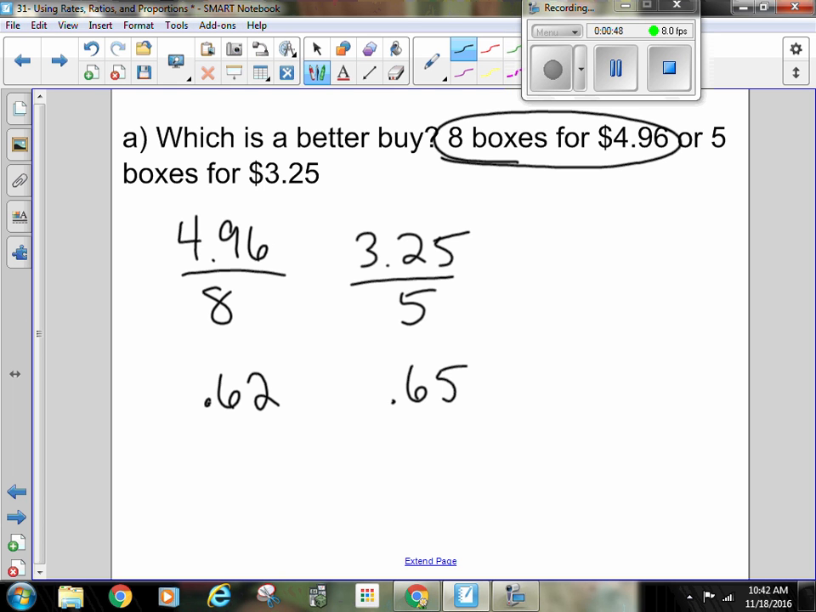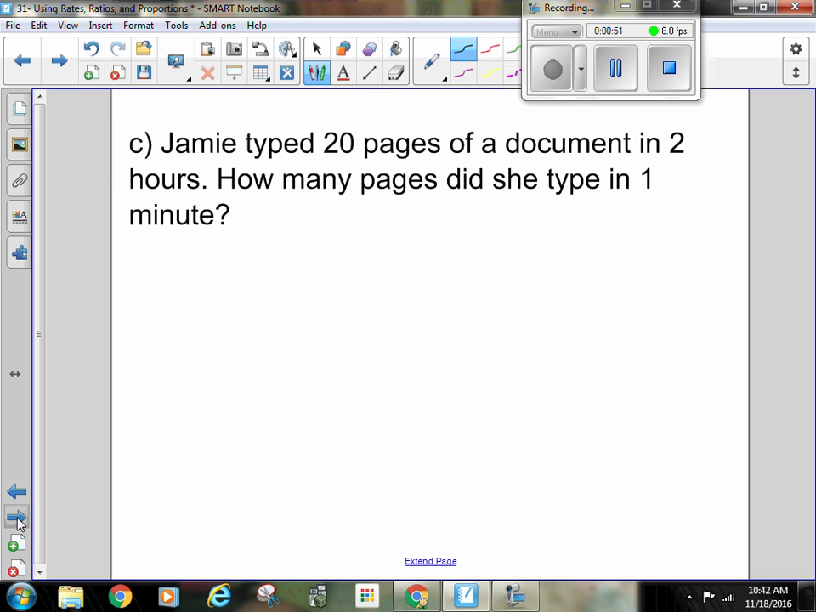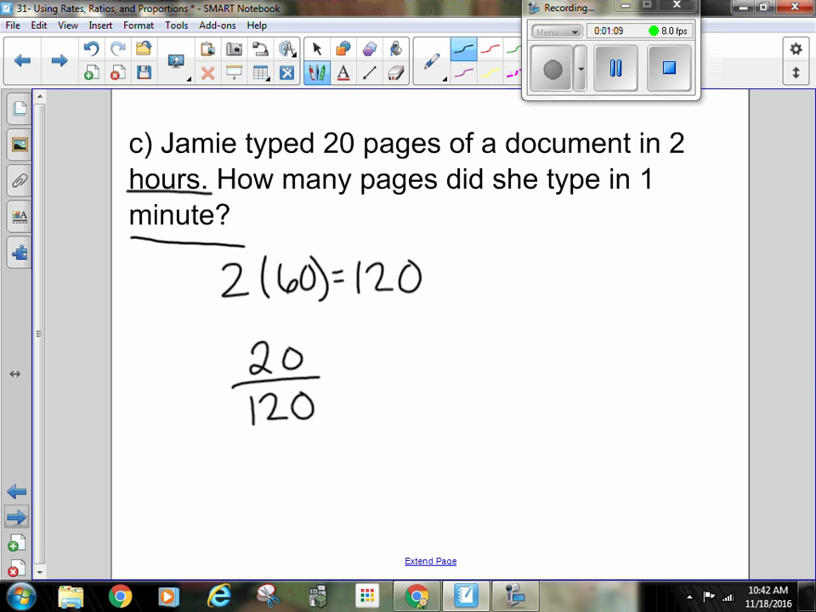8 boxes for 4.96. Jamie typed 20 pages of a document in 2 hours. How many pages did she type in 1 minute? We see we have hours and minutes, so let's convert the 2 hours into minutes by multiplying by 60. That's 120. So she did 20 pages in 120 minutes. We're going to take 20 and divide by 120, and that tells us she did 0.16 repeating pages per minute.